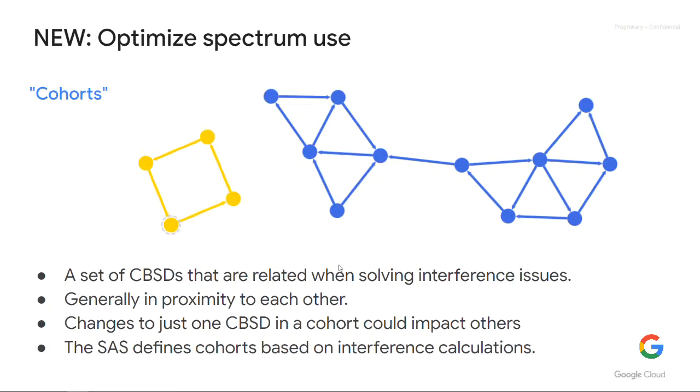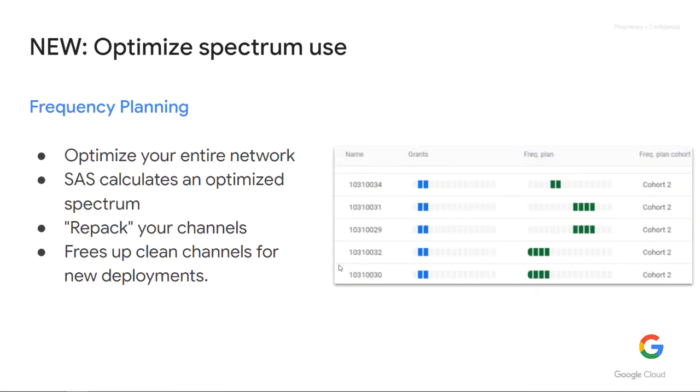So because of this potential to interfere with each other, if you happen to change one, it impacts the others, and then that impacts the others. It's a ripple effect to your entire network within a region, an area. And this is a current problem we see when you're trying to resolve interference issues. You're resolving one thing one place, and then that causes a problem somewhere else. So the SAS creates these cohorts, these groups, based on the interference calculations that are done every night. And once we have these cohorts, we can calculate an ideal frequency plan for this cohort. And that's the new feature.